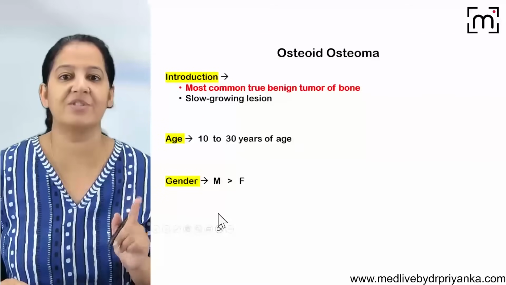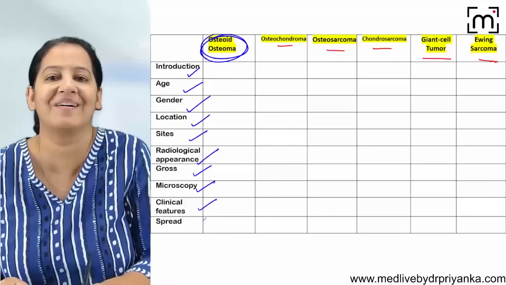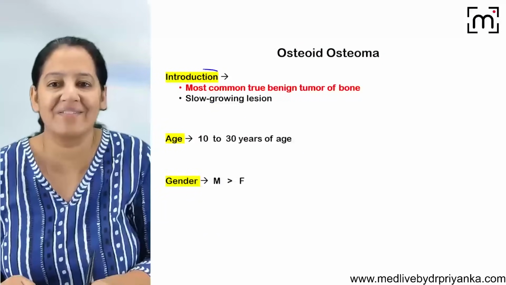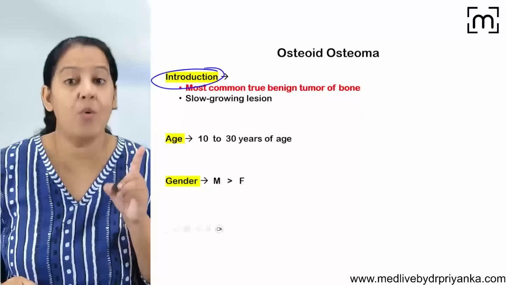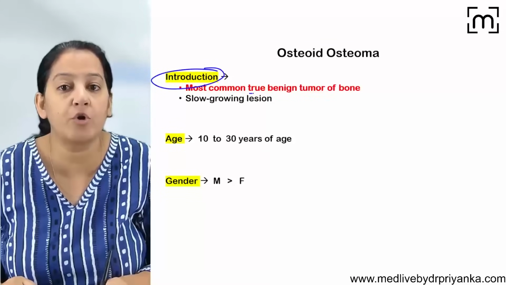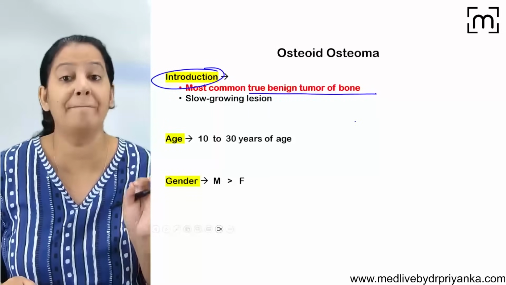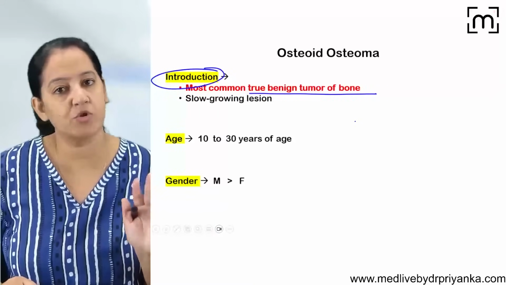So let's start with the first tumor, osteoid osteoma. I'm starting with the first one. In these headings only we will study. So let's start the introduction. As I told you, osteoid osteoma is the most common true benign tumor of the bone. It is the most common true benign tumor. It's not most common benign.